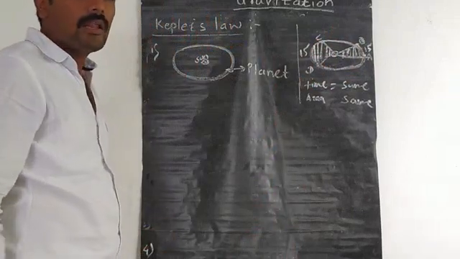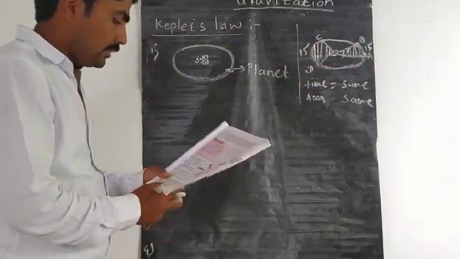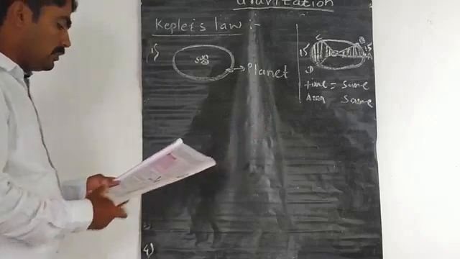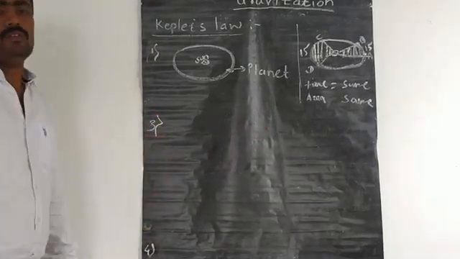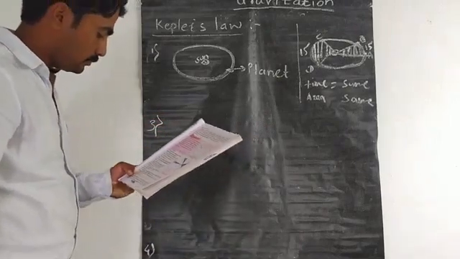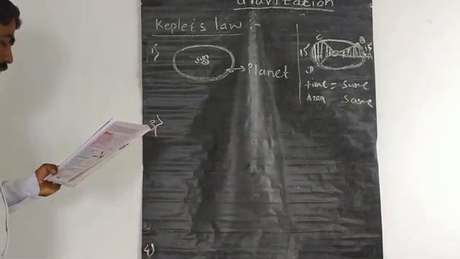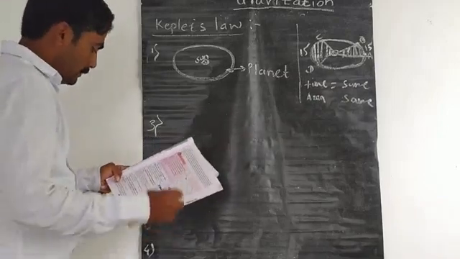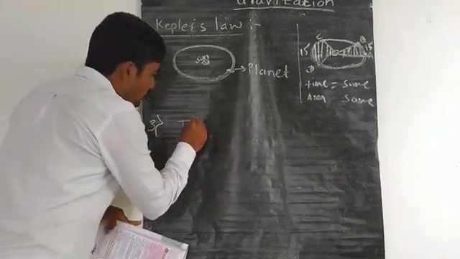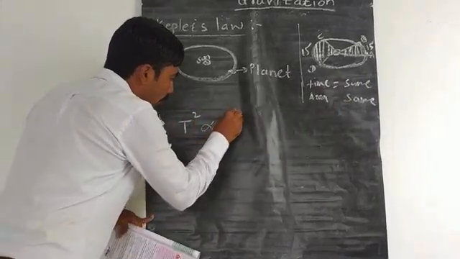Therefore Kepler's second law states that the line joining the planet and the sun sweeps equal areas in equal intervals of time. Now we will see Kepler's third law. Kepler's third law states that T square is directly proportional to R cube.